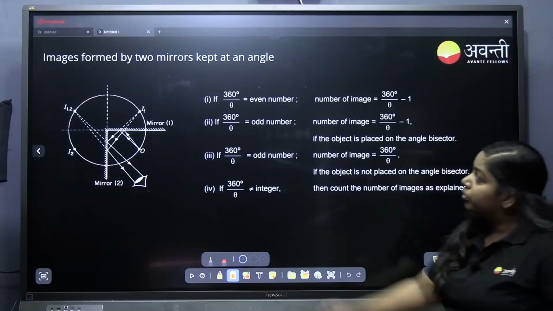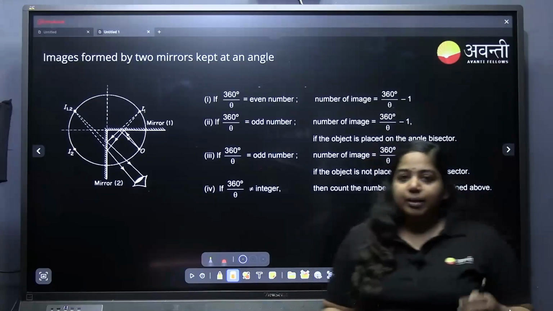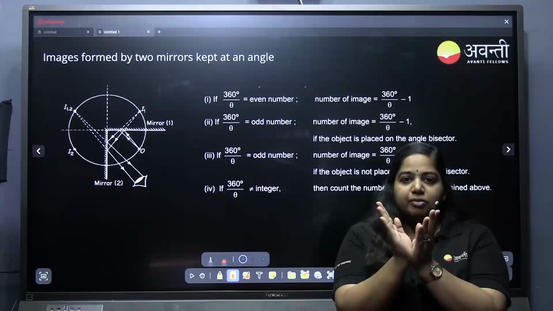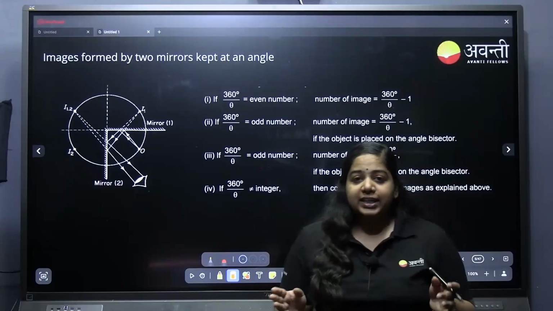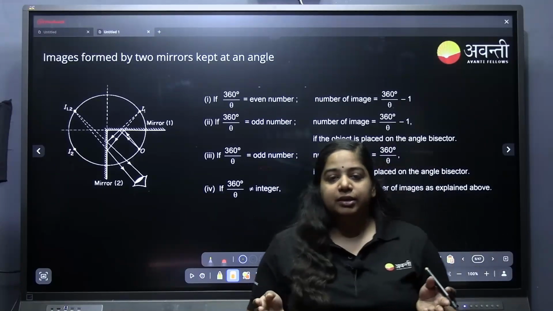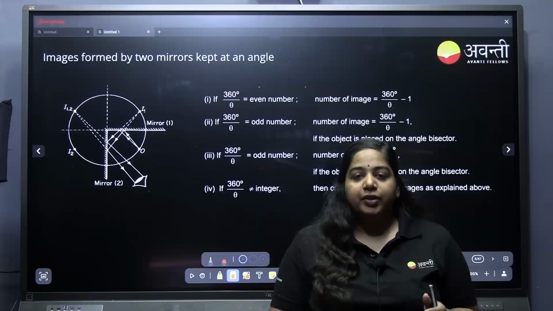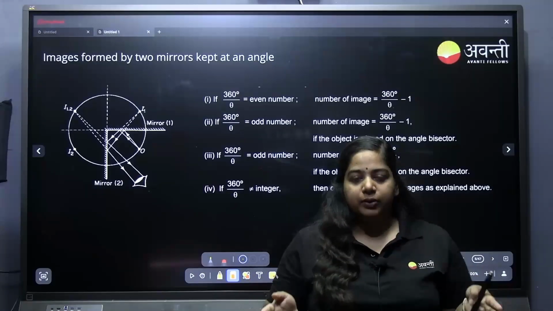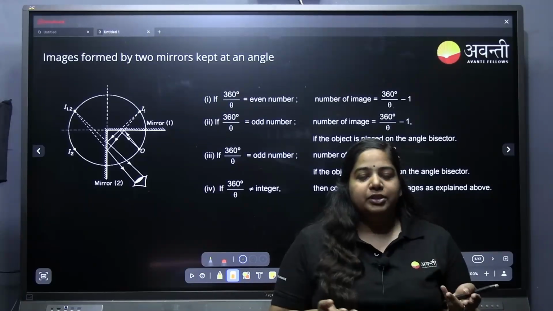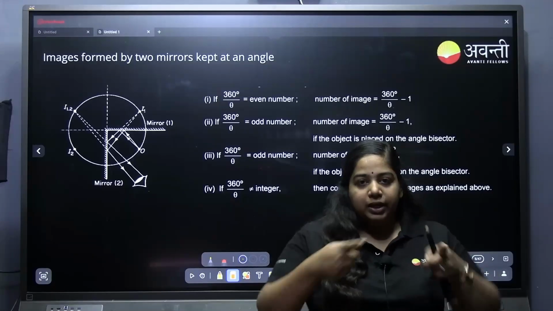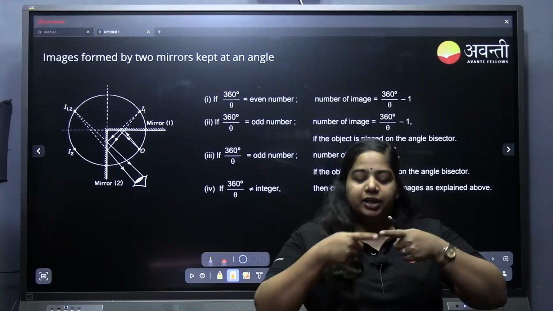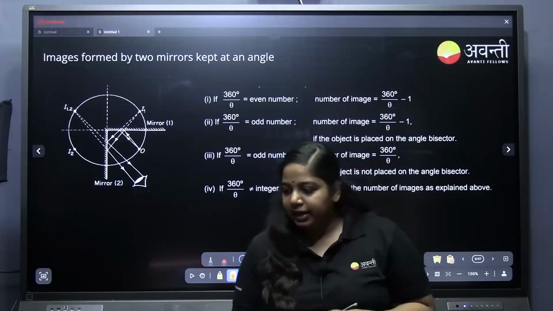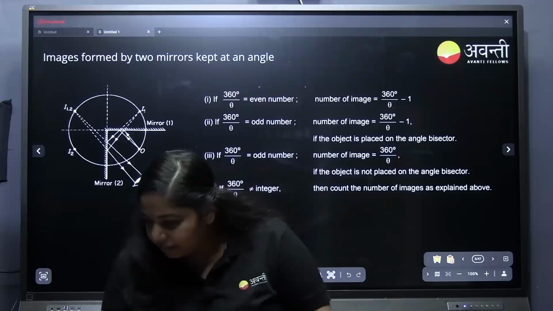Next is image formed by two mirrors kept at an angle. Imagine that two mirrors are kept like this. Then how many images can be formed by this? This you have seen when you go to dress shops. When you go into the trial room, you can see three mirrors kept perpendicular to each other. There, how many images of yourself can you see? Now only take two mirrors, and if they are kept at 90 degrees, you can see three images.